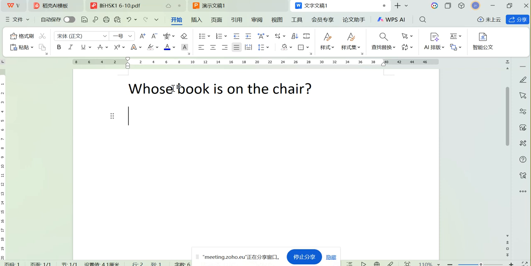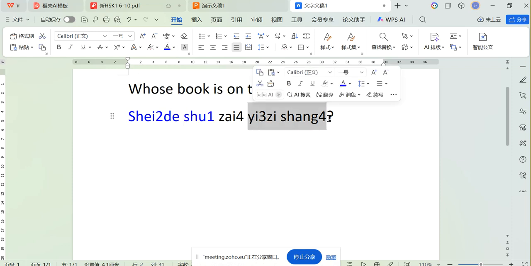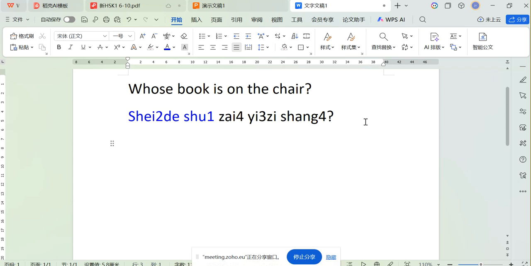How do we say whose? Who is 谁, right? Whose is 谁的. Book is 书, right? On the chair, we say 在椅子上, right? 在椅子上. 谁的书 is the subject, 在椅子上 is the place. So you should answer me the man's book is on the chair.